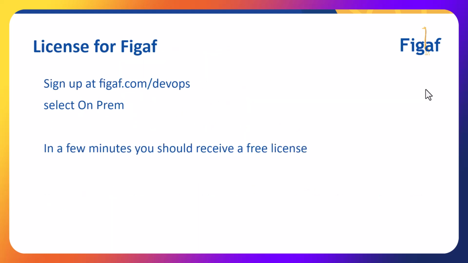So if you want to get a license, you just go to figaf.com and sign up with your name and email, or go to the DevOps. Once you get into the license, select the on-prem version, and you will then get a license key in your email. If you do not receive the email, write an email or check the spam folder, see what is going on. And obviously, if you want to try the cloud, just select cloud here.